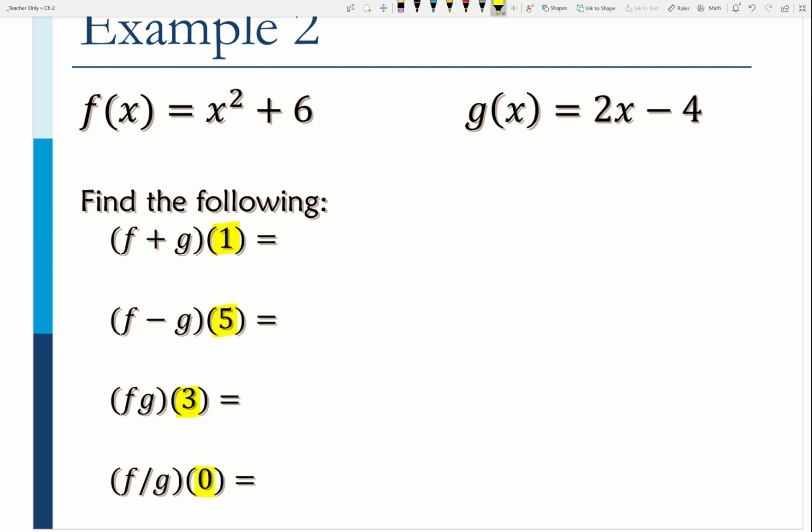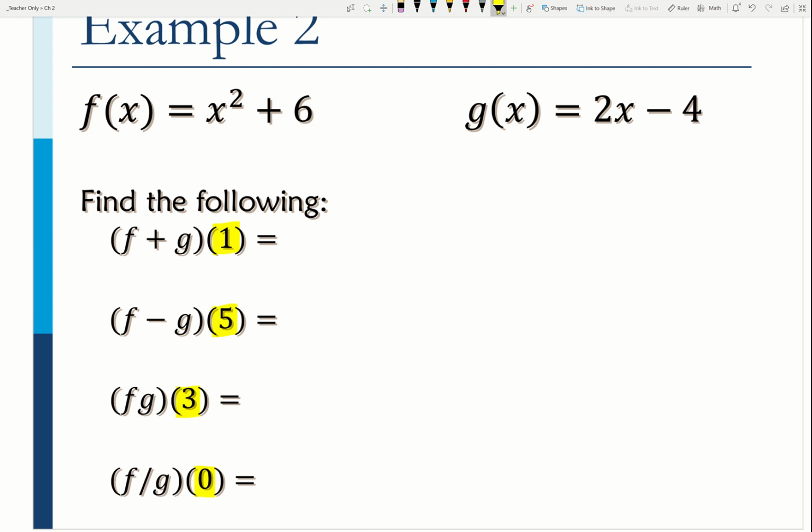Okay, I'm not going to demonstrate what we get whenever we take these values and substitute them in, just for the sake of time in the video. But what I'm doing here is taking my f machine, which is the machine that squares what you give it, and then adds 6. I'm going to throw a 1 into there and get the output, right? Same thing with g. I'm going to plug my 1 into this machine that doubles whatever I give it and then takes away 4.